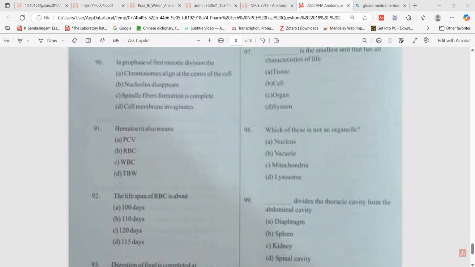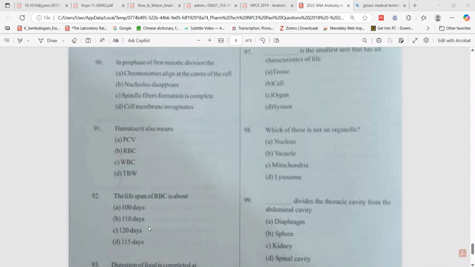In prophase of the first meiotic division, the chromosomes align at the center of the cell. The nucleolus disappears. The spindle fiber formation is complete. Nuclear membrane. No, the answer is chromosomes align at the center of the cell, at metaphase.